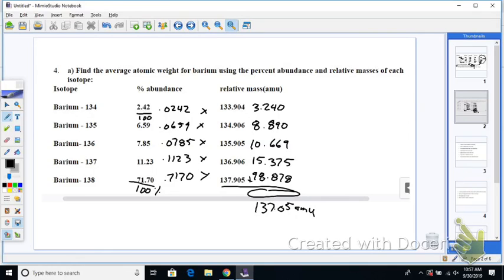I just rounded. What's the label on that? It's AMUs, atomic mass units. Questions on that?